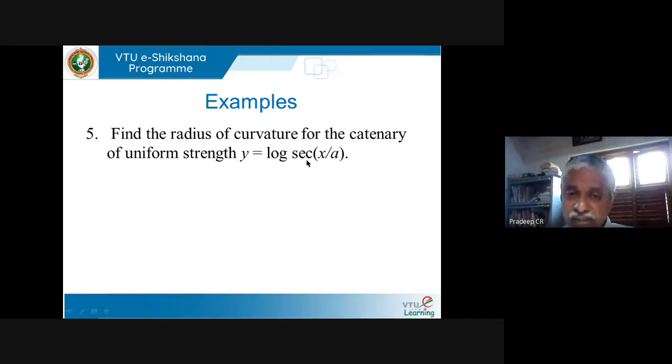Similarly, you can take various examples of various curves. So this is another curve, y is equal to log secant x by a. I know this doesn't make sense unless you see the curve, but I don't have time to show you every curve, but I have shown you how you can plot these curves. Use GeoGebra, use Desmos, you can just plot these curves very easily. They look very beautiful. Log secant x by a is called the catenary of uniform strength.